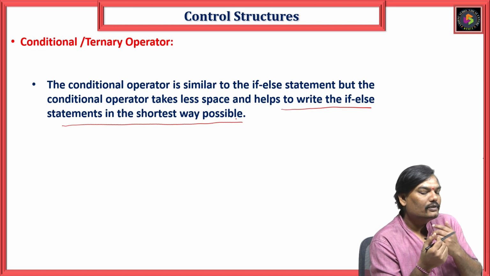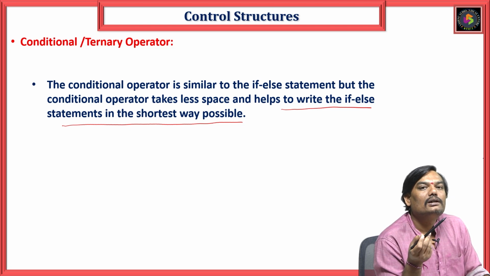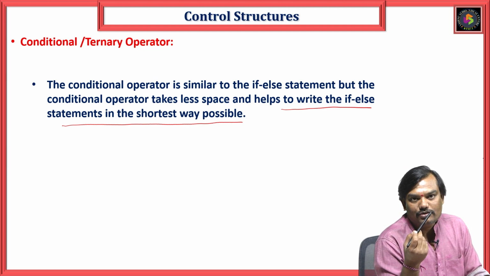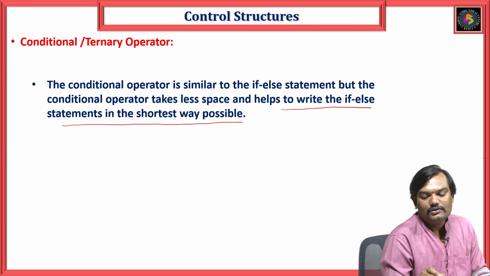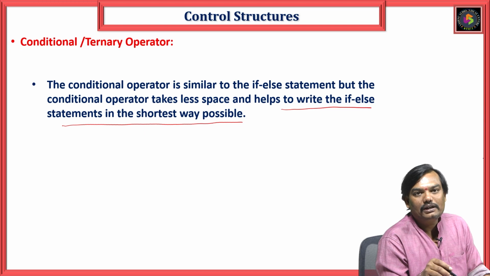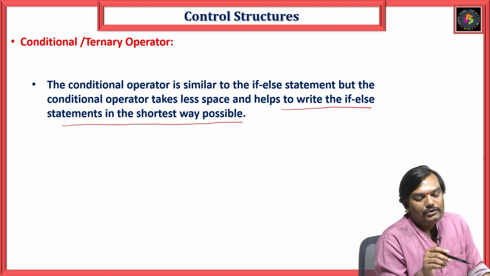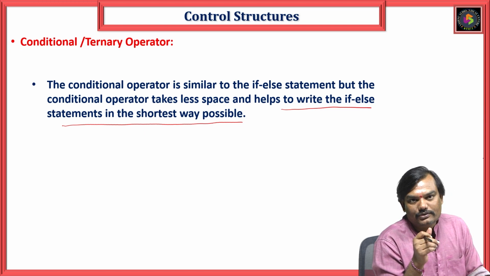I have given an example for you. When you have only one statement to be executed based on the condition evaluation, if the condition is true, then I want to execute that particular single statement. There is no use of an if-else statement there. Directly, we can use this conditional operator and make it shorter. This conditional operator is very useful to make your code shorter. In a single line, we can write the statements.